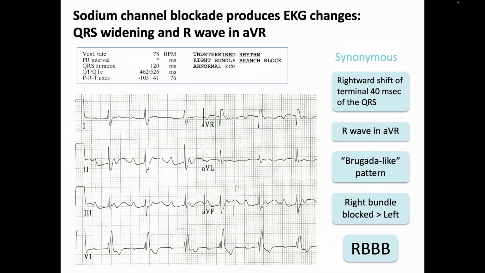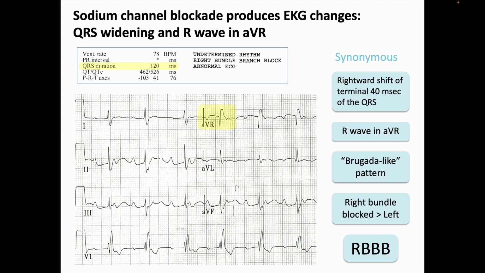This slide shows the EKG changes seen with sodium channel blockade. We see QRS widening. The QRS duration here is 120 milliseconds, with normal being 80 to 100 milliseconds. And there is an atypical morphology of the QRS complex that's best seen in lead AVR. Normally, all of the deflections from the isoelectric line in AVR are downward. But here there is a significant portion, the latter portion of the QRS complex, that appears above the isoelectric line. This morphology has been described in several ways, but they're all describing the same phenomenon.